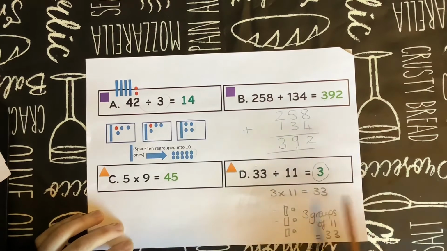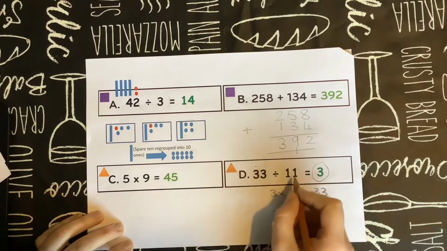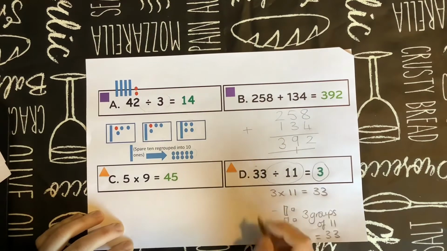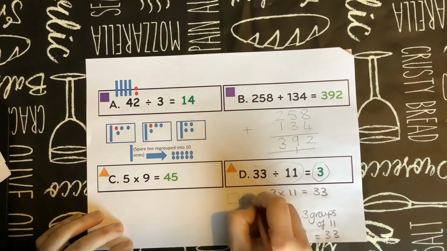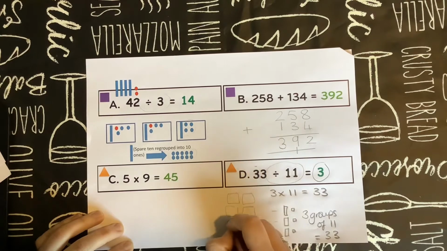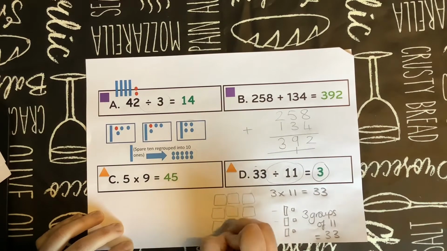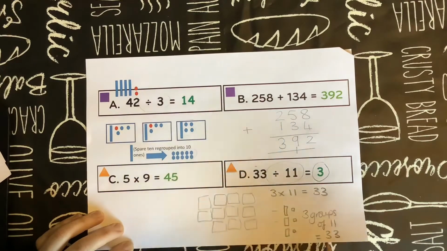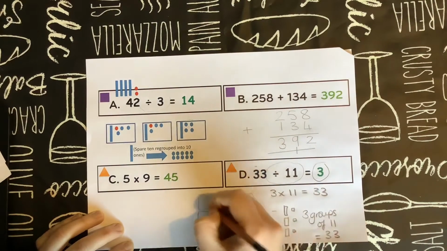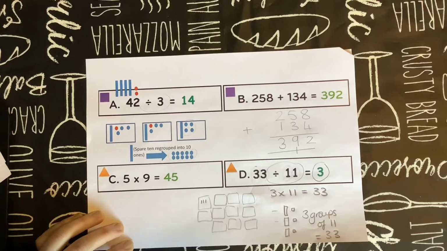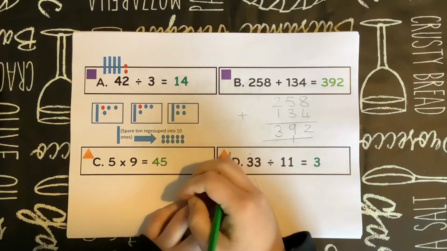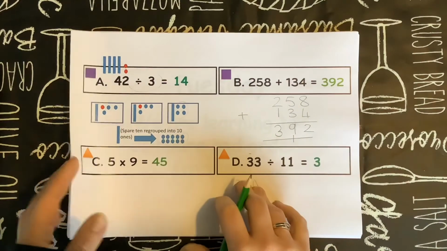Now if you didn't know your times table, what it would have been worth doing is making 11 groups, 1, 2, 3, 4, 5, 6, 7, 8, 9, 10, 11, and sharing 33 out until you ended up with 3 in a group. So well done if you got those correct.